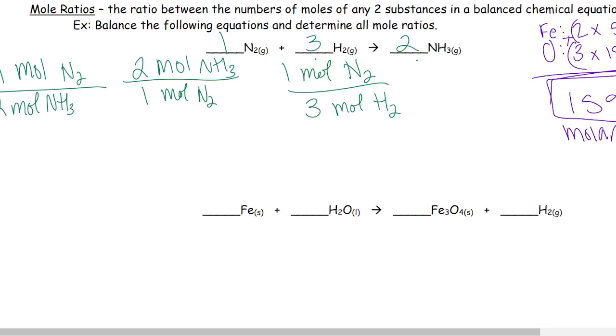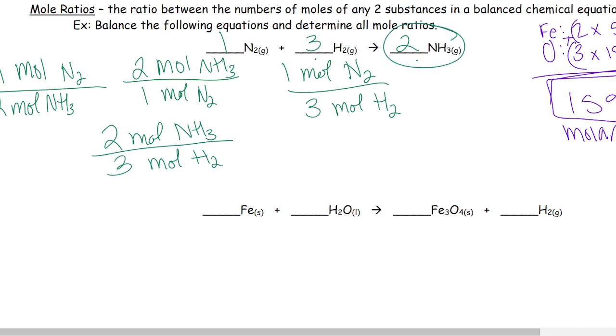So you'll have actual context to it where there's a specific thing that you're looking for. If I wanted to produce 2 moles of NH3, how many moles of hydrogen gas would you need? 3. Because again, that came from my coefficient. It will always be in this ratio.